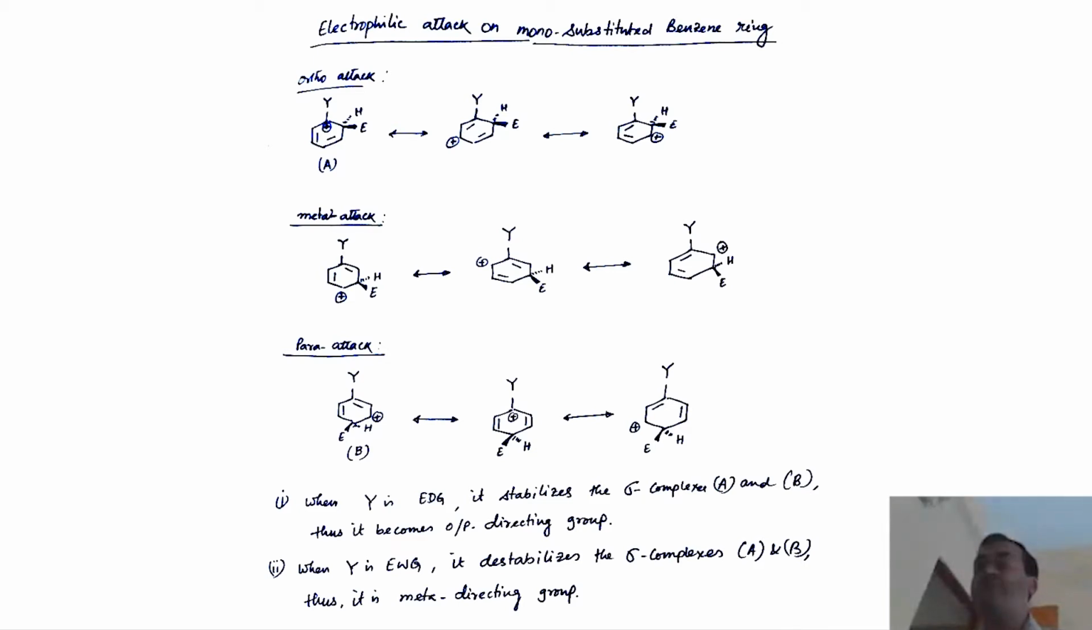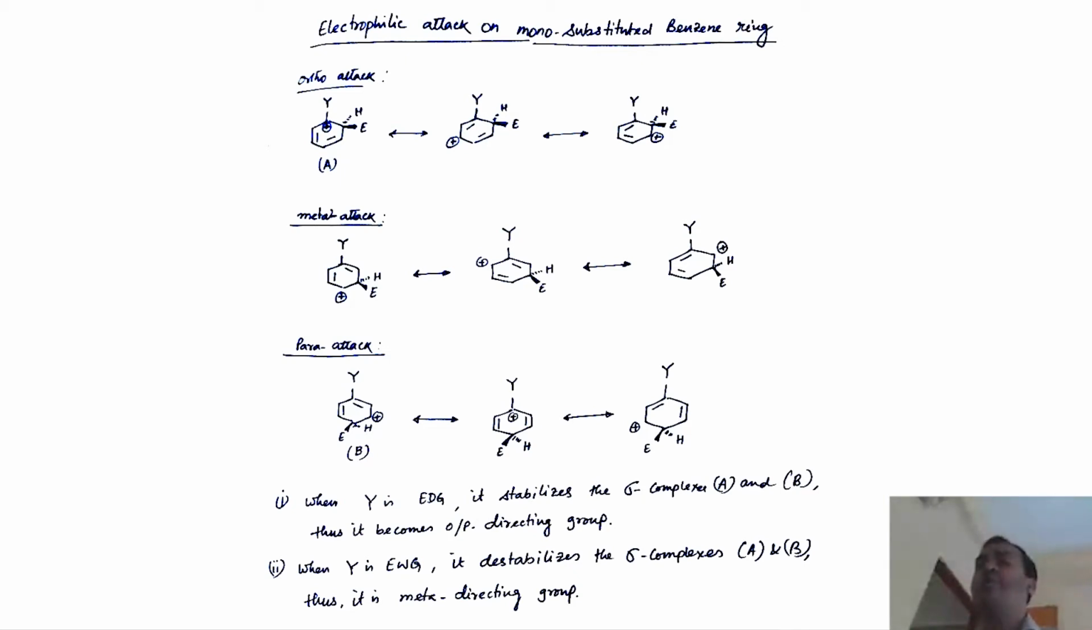In case of ortho, you have three different resonating structures. In one case, this positive charge is directly connected to Y. In para also, you have this positive charge directly connected to Y. But in meta, the positive charge is not directly connected to Y. And that is why for ortho and para with an electron donating group, these two become stabilized.